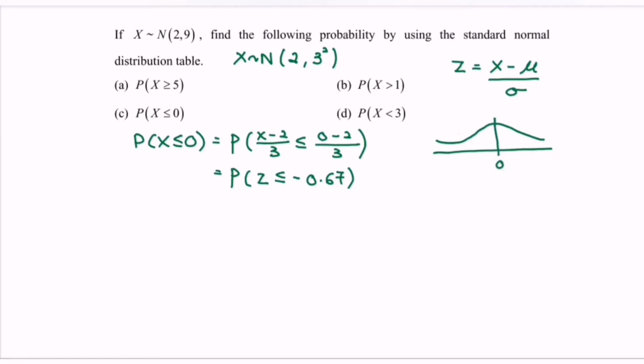We have the location of z, negative 0.67. Referring to the question, z is less than or equal to negative 0.67, so the region will be on the left. As we all know, our table is for greater than, so what we have to do is to flip the situation.